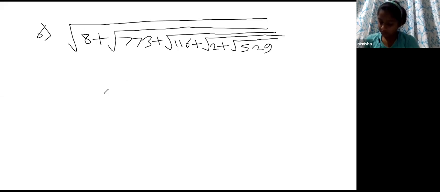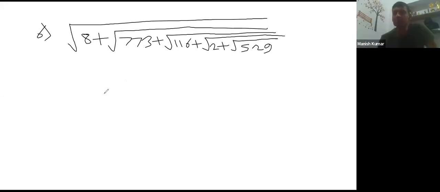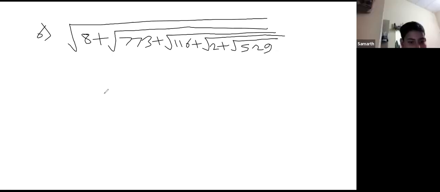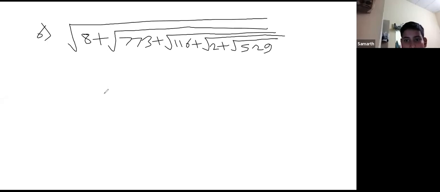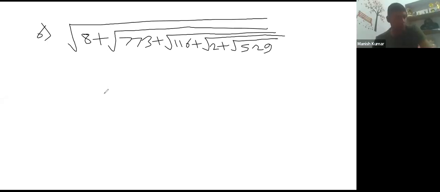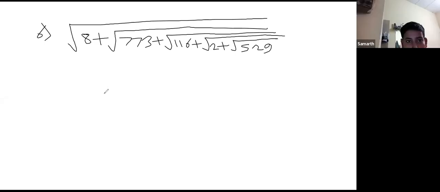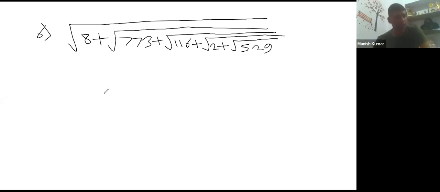Samarth, speak something so that I can know that you are audible in this meeting. Have you done this correctly, Samarth? Unmute yourself. Yes, sir. Have you done this question? Can you check it? Yes, sir. You have done it correctly? Yes, sir. Okay, good.